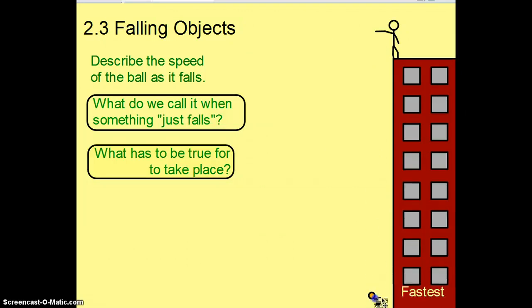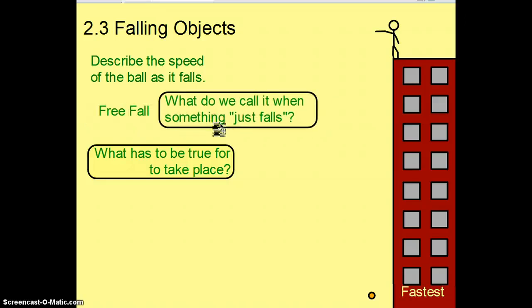and at the bottom it will be going the fastest. You could say that the ball accelerates as it falls. So what do we call something that is just falling? The vocabulary word you'd use is called free fall. What has to be true in order for free fall to take place?